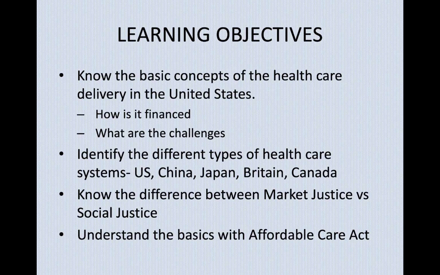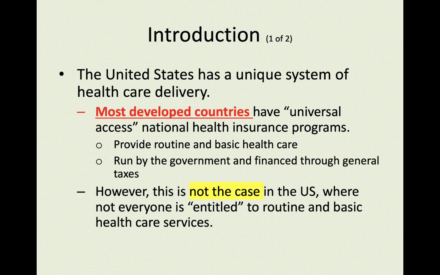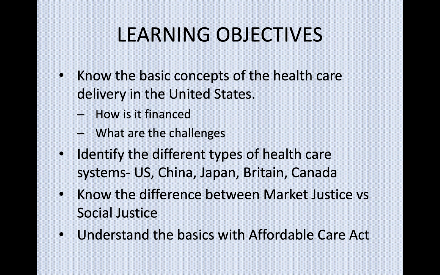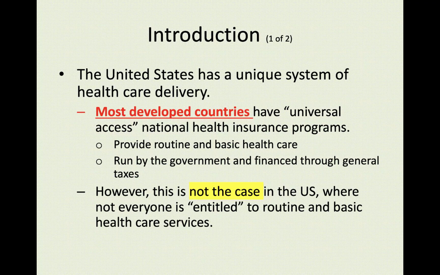So I want you to know the basic concept of healthcare delivery in the United States. Know the different types of healthcare systems in the U.S., China, Japan, Britain, Canada. Those are some of the big ones that are highlighted, but go to the Kaiser Family Foundation. Actually, there's a Commonwealth profiles I would love for you guys to look at. Know the difference between market justice and social justice, and understand the basics of the Affordable Care Act. That is the second one.